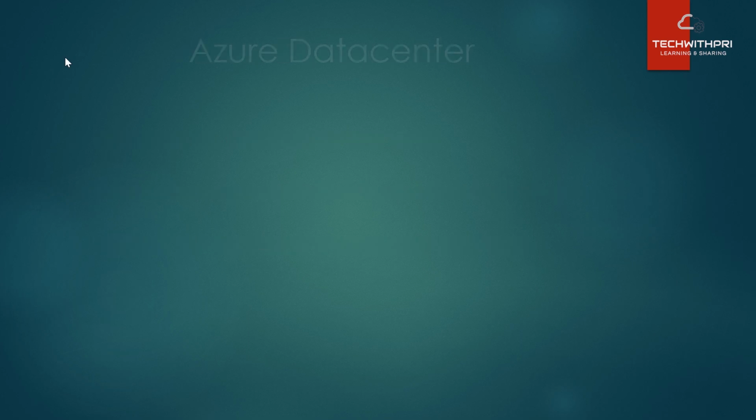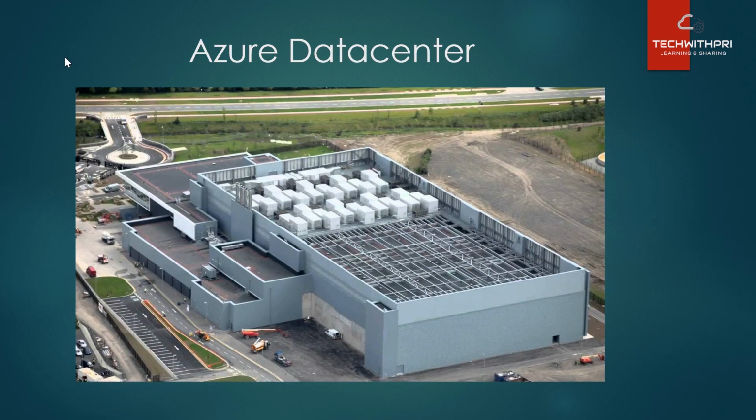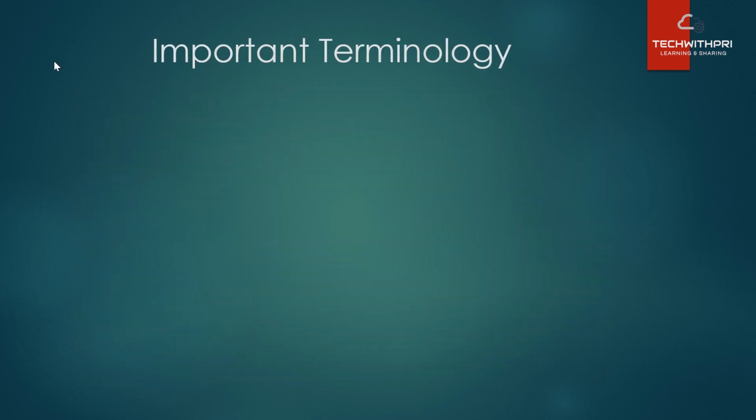Now we can see a picture of a data center. You can see this is one of the data centers of Azure. The buildings are so big, and there are cooling systems. There are people who are working in the data center, managing things, managing the server racks and all other things. We will understand the server rack in a minute.